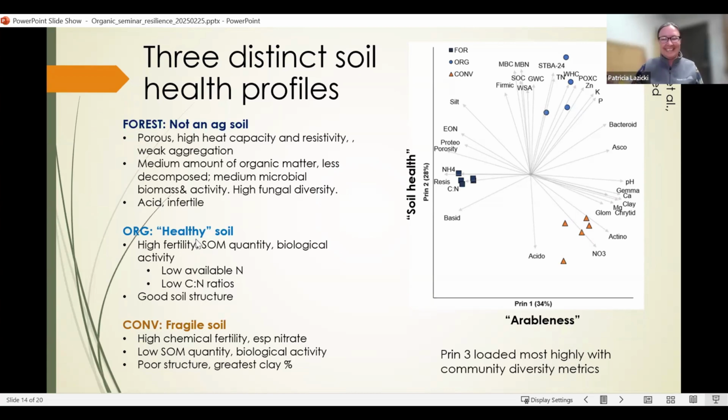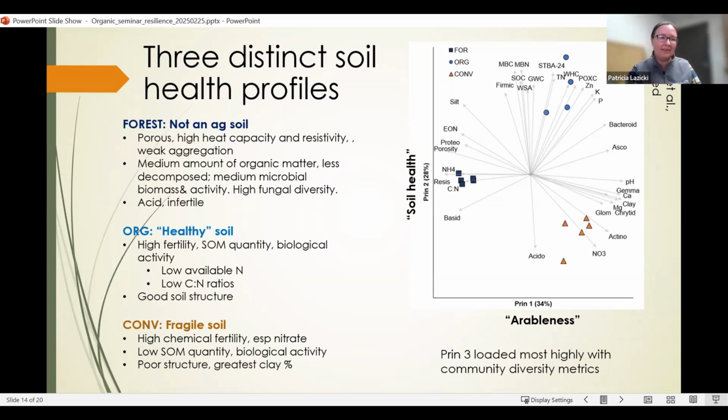My organic soil was like a classically healthy soil, very high fertility, very high soil organic matter, lots of enzyme activity, lots of microbes. The total available N was pretty low, but it also had a standing corn crop, so probably that tightly coupled nitrogen and carbon cycling, very good aggregation, highest water holding capacity. This was a classically healthy soil.